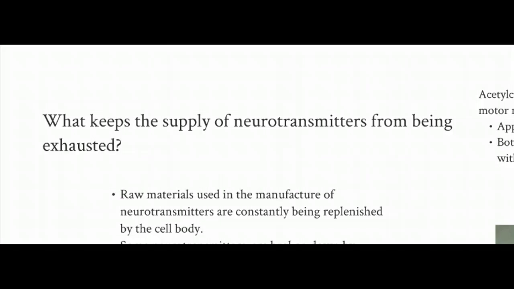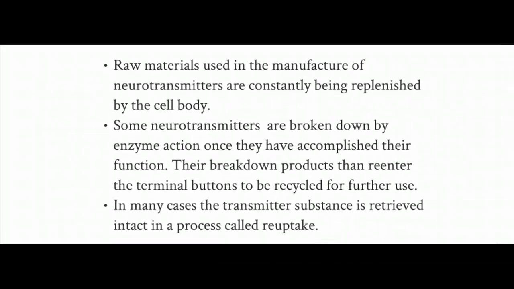So you always have neurotransmitters, and they're not exhausted. I mean, if you ran out of a neurotransmitter, you would be in big trouble. So raw materials are used in the manufacturing of neurotransmitters, and they come from your food. So whether you eat meats or cheeses or pasta or potatoes, the raw materials for neurotransmitters are in food.